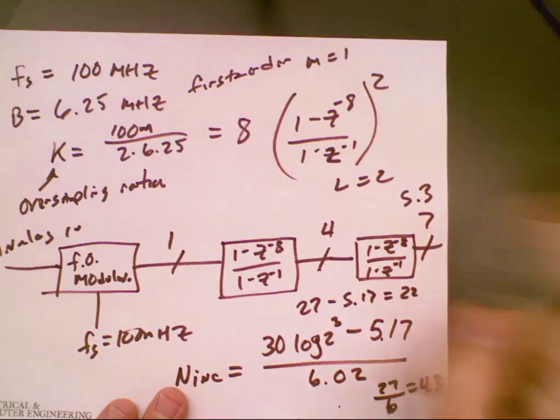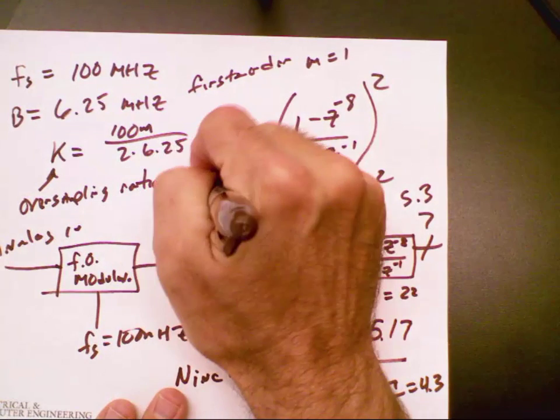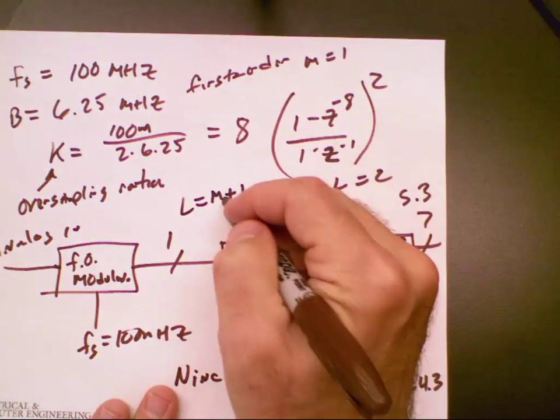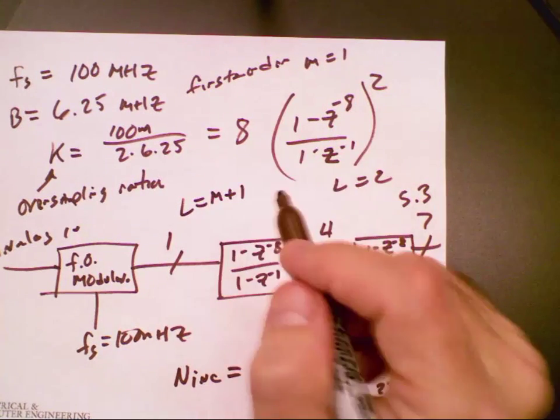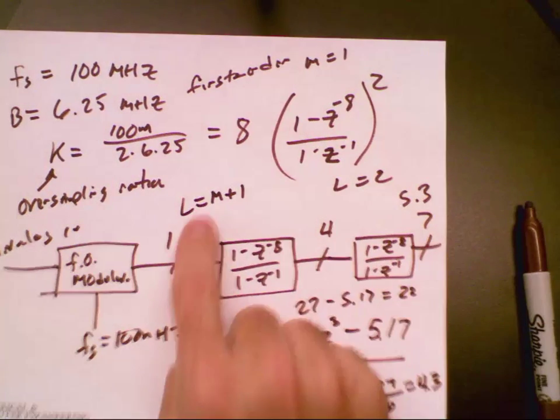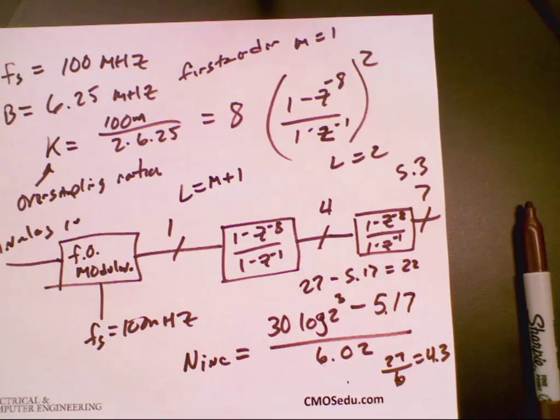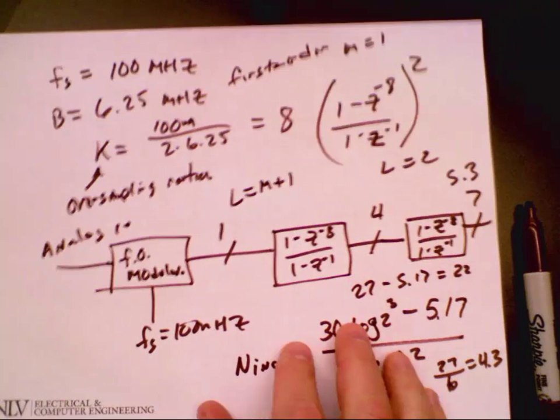So the key point here is that L is equal to M plus 1. Your filter is going to be 1 order greater, and you're going to see that's the same on a second order modulator too. You'll need 3 sync filters for a second order modulator to get the right number of bits out.